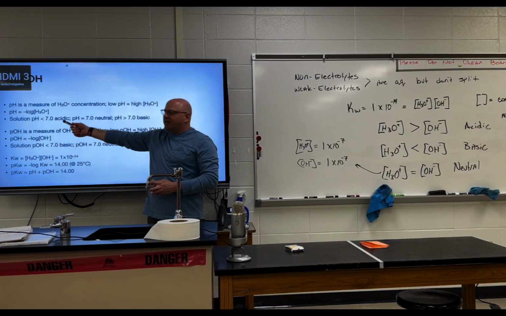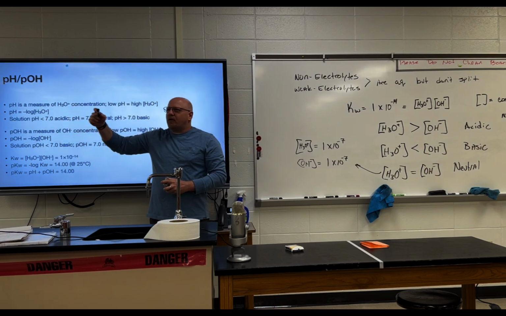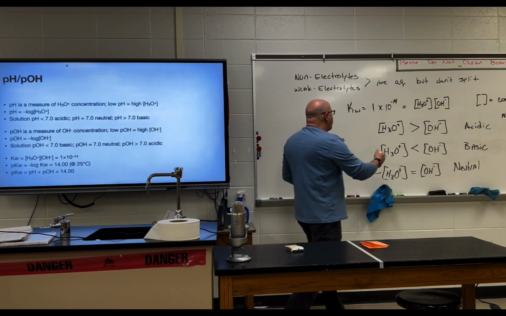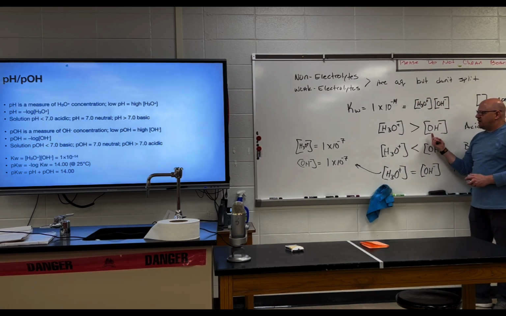pH less than 7, acidic. So we just said earlier that the hydronium ion concentration has to be greater than the hydroxide. Well, why is my pH going down?